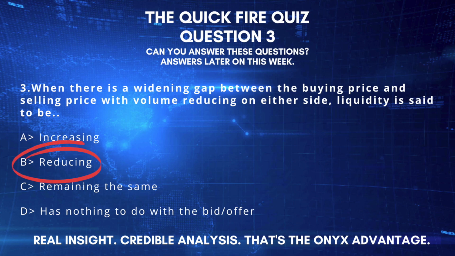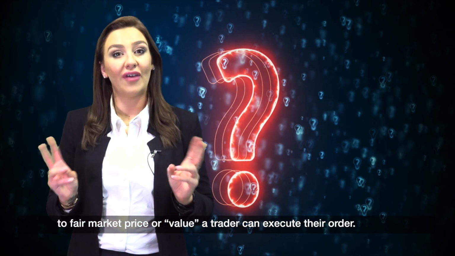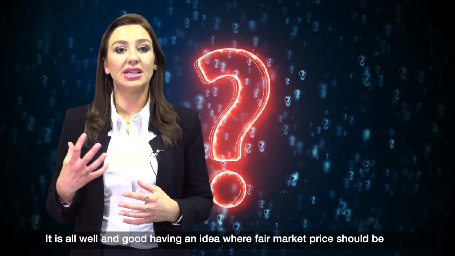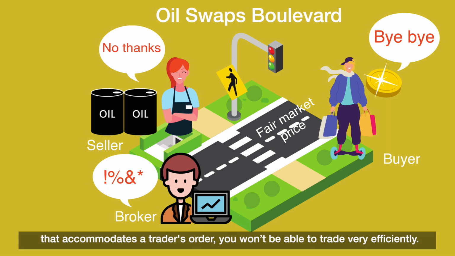B. Liquidity is the term used when assessing how close to fair market price or value a trader can execute their order. It is all well and good having an idea where fair market price should be, but if no one is willing to buy or sell close to that number in a volume that accommodates a trader's order, you won't be able to trade very efficiently.